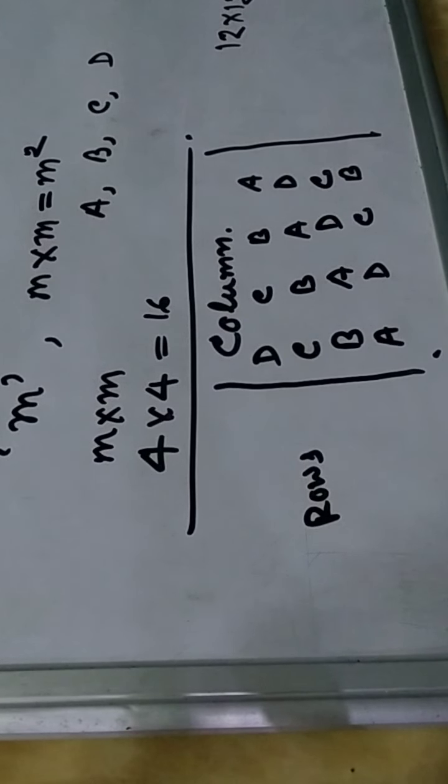LSD is an incomplete three-way layout. Its advantage over the complete three-way layout is that instead of M cube experimental units, only M square units are needed. And number 3, the statistical analysis is simple, though slightly more complicated than for RBD. Even with missing data, the analysis remains relatively simple.